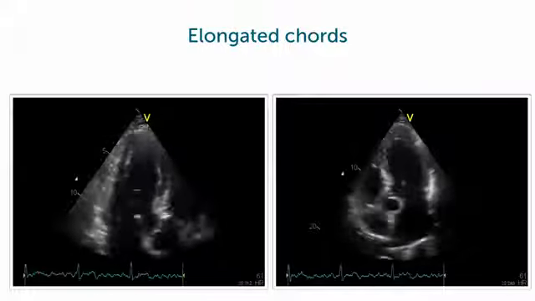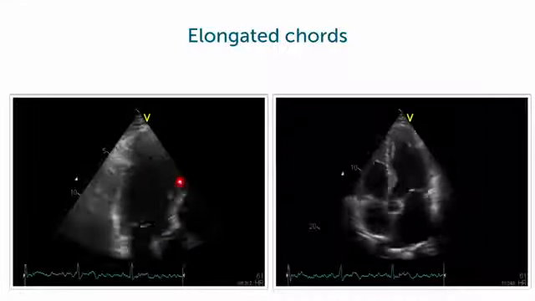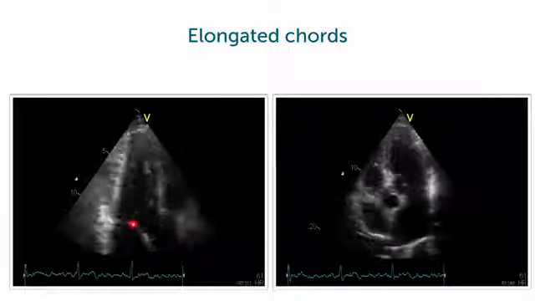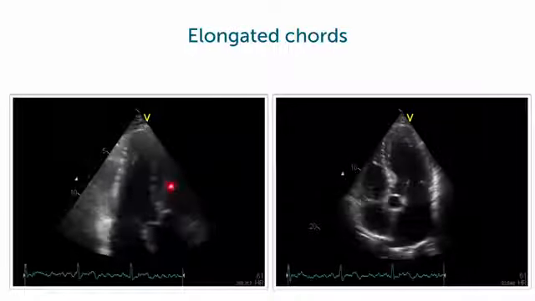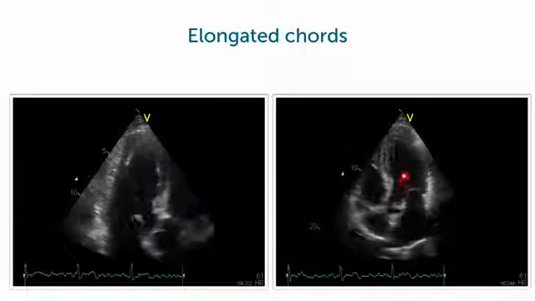Here's another example. Look closely, and you will see that we have, again, a whip-like motion of this cord, which touches the interventricular septum right here. You can also see it in a 4-chamber view right up here. So, elongated cords, a very frequent finding, a pseudotumor, no true pathology.